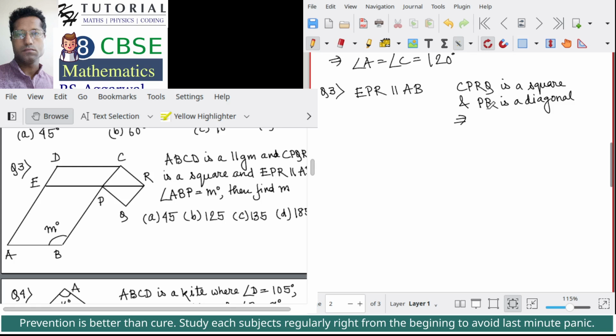So PR is a diagonal, so we must have angle CPR equal to half of angle CPQ. Angle CPQ is one angle of the square which is 90 degree, so angle CPR is equal to half of 90 degree, which is 45 degree. Angle CPR is 45 degree.